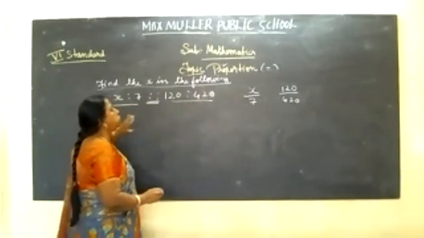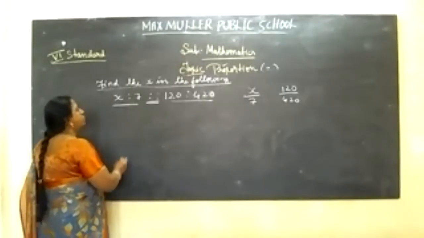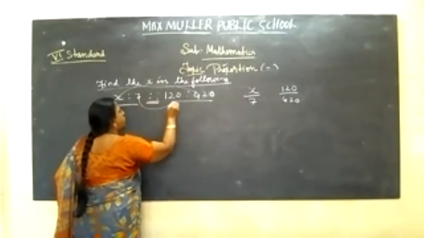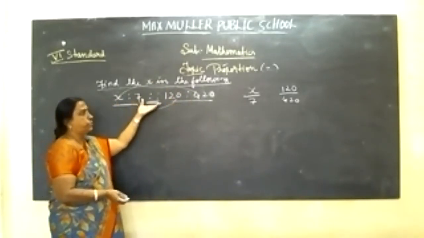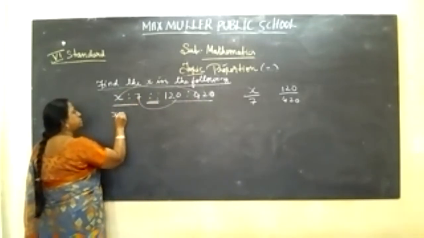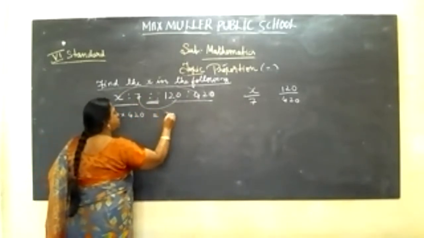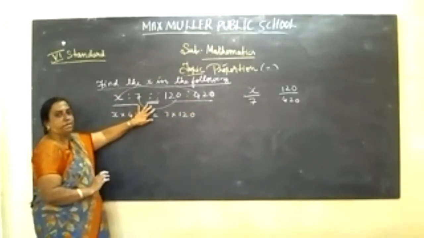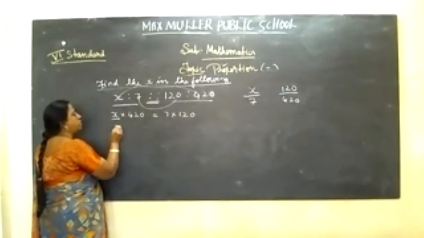So in ratio, how to do? One more easy method is there that I'll teach you. Already you know the product of extremes is equal to the product of means in proportion. Here they are given to be in proportion, so we can go directly. Now we have x into 420 equal to 7 into 120. These two are equal because the question itself says they are in proportion. Now you should find the value of x.